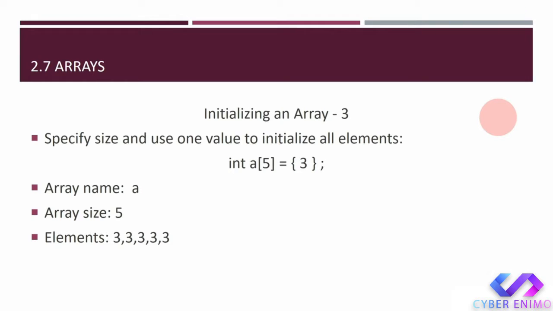The third way we can initialize an array is by giving all the elements the same value. So if we take the same array, A, of size 5 and type int, and we just give it one value, 3, the compiler will assign 3 to all the elements. So elements 0, 1, 2, 3, and 4 are all initialized to 3.